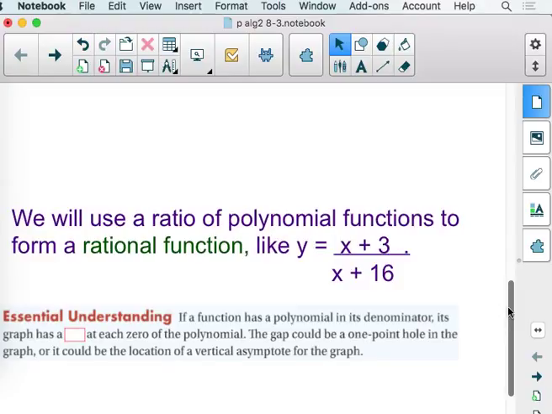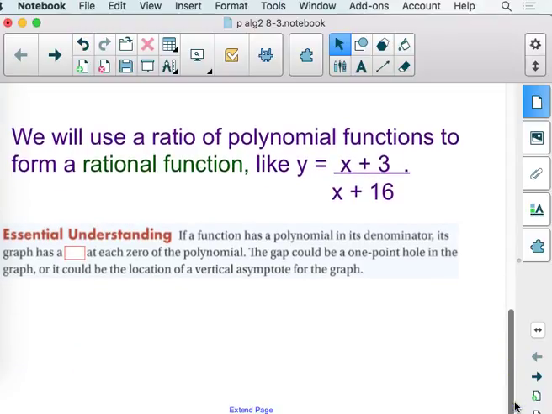Now, it says, we will use a ratio of polynomial functions to form rational functions. Anytime we put polynomials in a division situation, we are talking about a rational function. So that's what this is. And if we wanted to graph it, we could do that. If a function has a polynomial in its denominator, its graph has a gap. Now, the gap that we had talked about so far is an asymptote. That was the one that we had talked about. Hey, it's never going to make it here. It's going to get super duper close, but it's never quite going to get there.